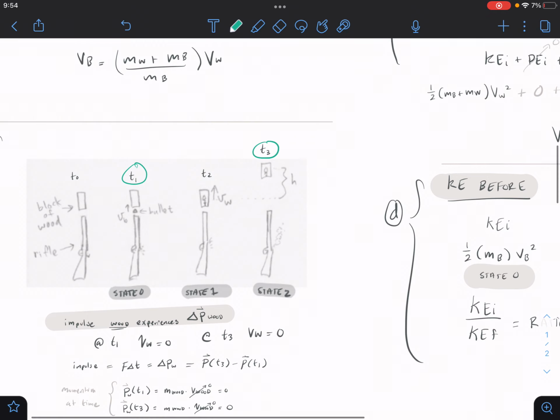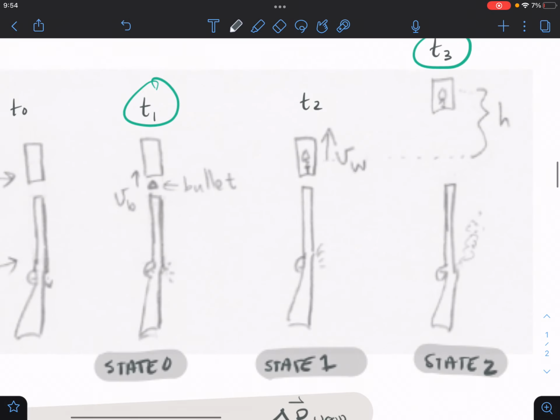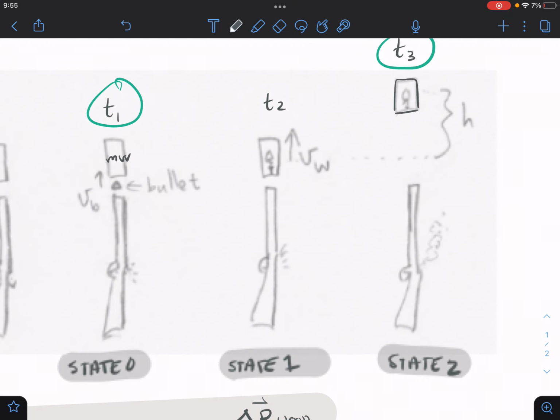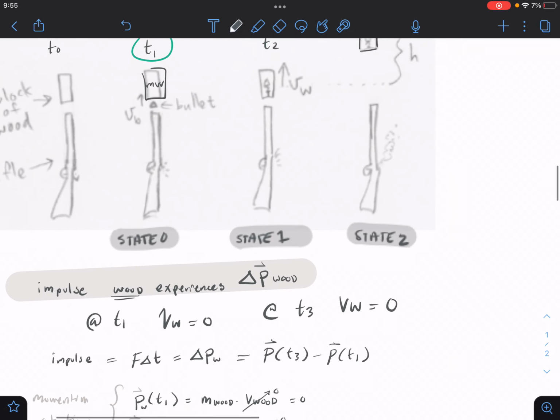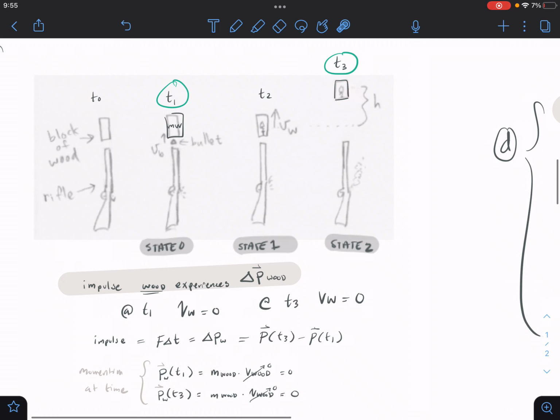To find the change in momentum, we have to find the momentum of the wood, because they ask specifically about the wood. This is the mass of the wood, the piece of wood here. Maybe I'll just box them. So what is the momentum of the wood here? The velocity of the wood is 0 because it hasn't been hit by the bullet yet. Velocity is 0 at T1. And up at the top, the velocity of the wood is also 0, because it loses all of its kinetic energy as it's converted to potential energy.